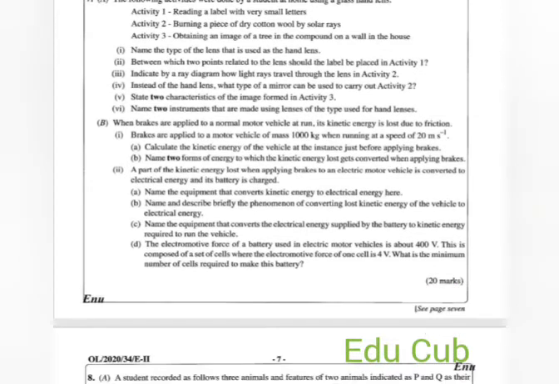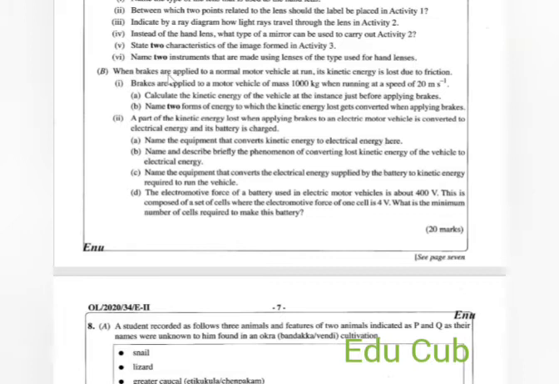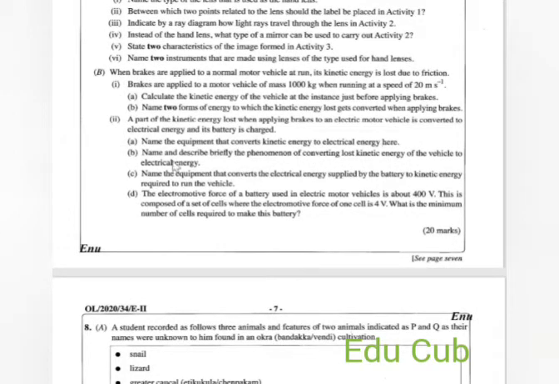In part B, when brakes are applied to a normal motor vehicle at run, its kinetic energy is lost due to friction. Question 1. Brakes are applied to a motor vehicle of mass 100 kg when running at the speed of 20 m s^-1. A. Calculate the kinetic energy of the vehicle at the instant just before applying brakes. B. Name two forms of energy into which the lost kinetic energy gets converted when applying brakes.